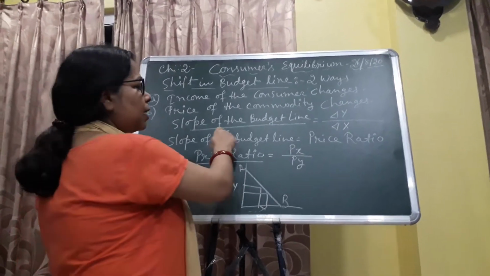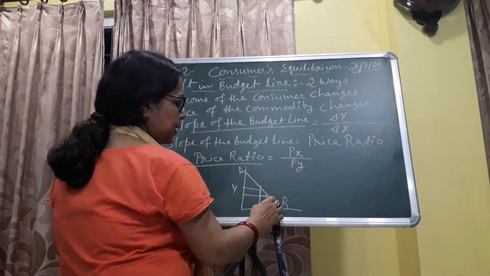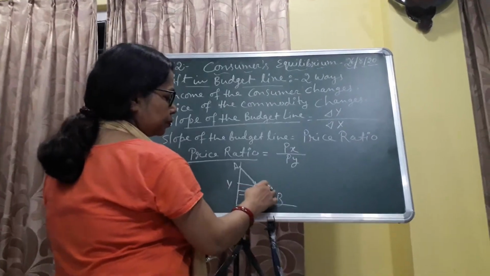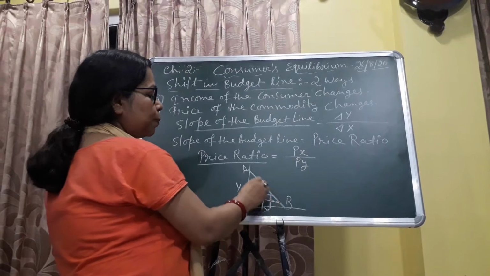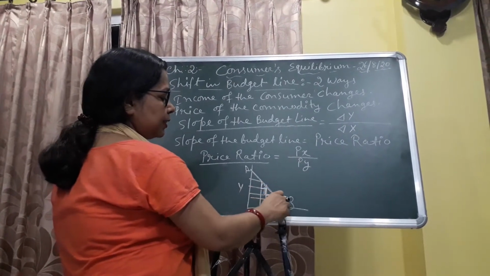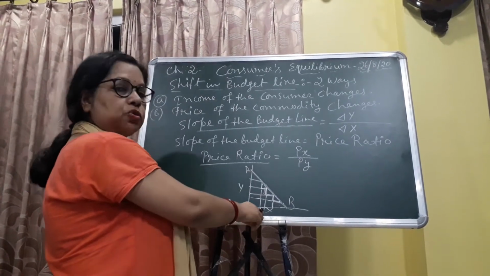This is known as the slope of the budget line. This portion is called the slope. So the slope is constant, a constant rate. That's why this is a downward sloping straight line.